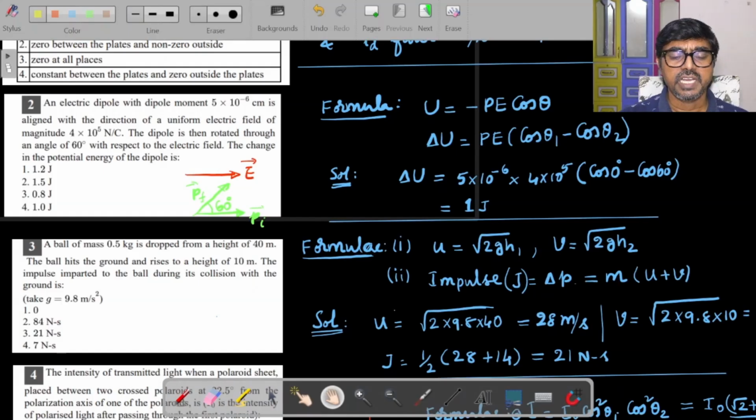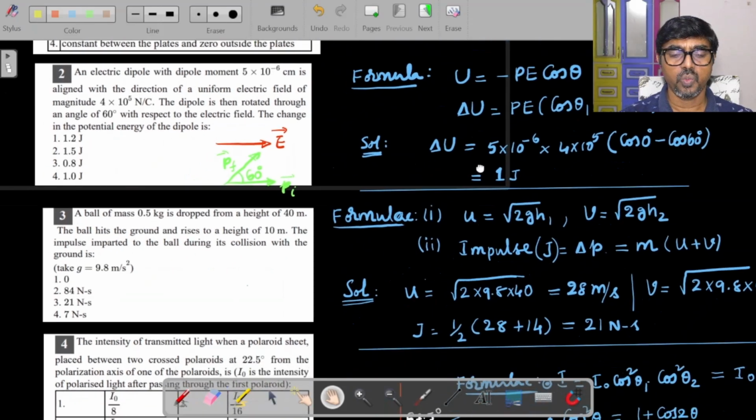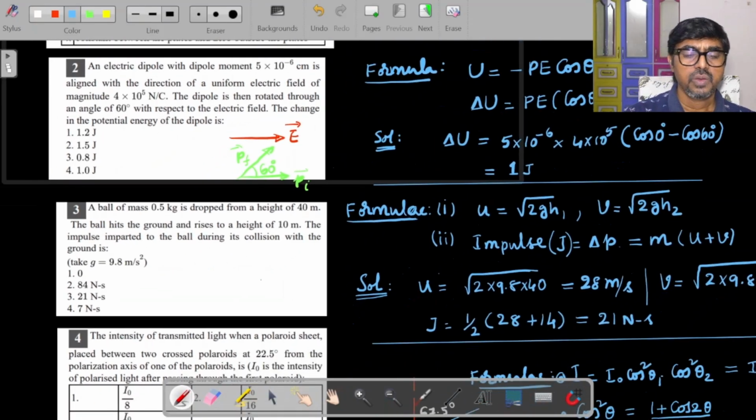Okay, fine. Delta U equals final minus initial. You have minus there, you push it in, it becomes pE into (cos theta 1 minus cos theta 2). You can simply substitute the values of p and E: 5 into 10 power minus 6, into 4 into 10 power 5. 5 into 4 is 20, into 10 power minus 1, so you will get 2 there. Cos 0 is 1, cos 60 is 1 by 2, 1 minus 1 by 2 is 1 by 2. So 2 into 1 by 2 is going to be 1. So the answer is 1 joule. That is going to be the answer.